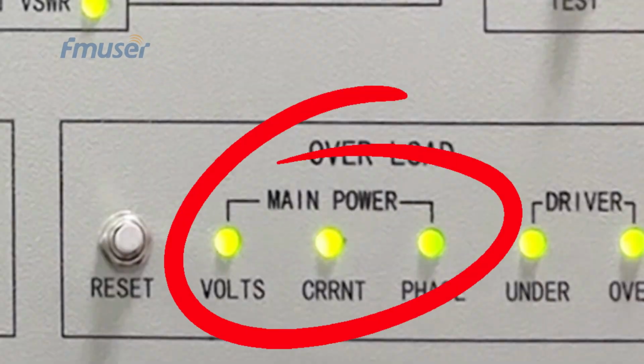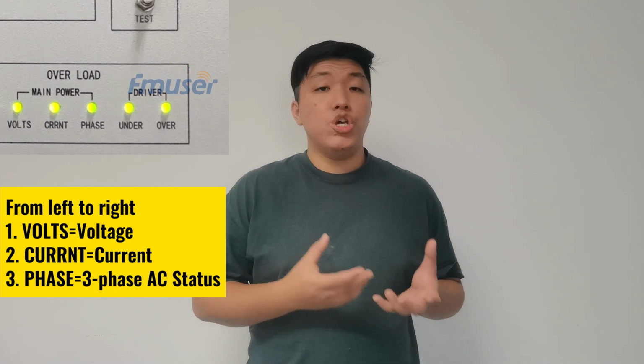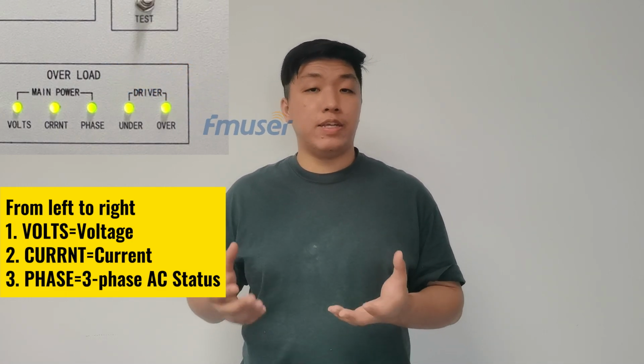Within the overload monitoring area, 3 indicator lights are provided under the main power section. These lights represent voltage, current, and 3-phase AC status. Under normal conditions, when the transmitter is operating within safe limits, these indicator lights remain green. However, in the event that any of the monitored values exceed their predetermined thresholds, an automatic response is initiated.